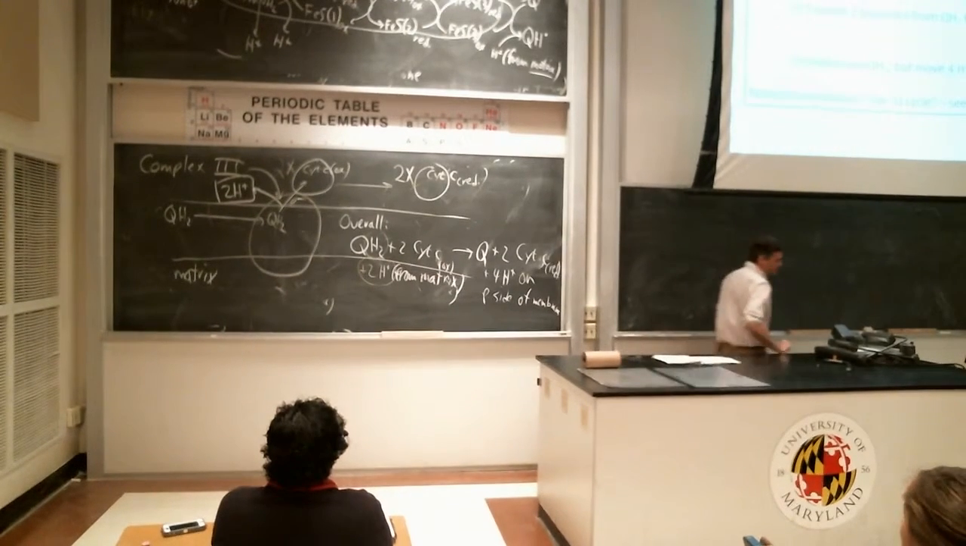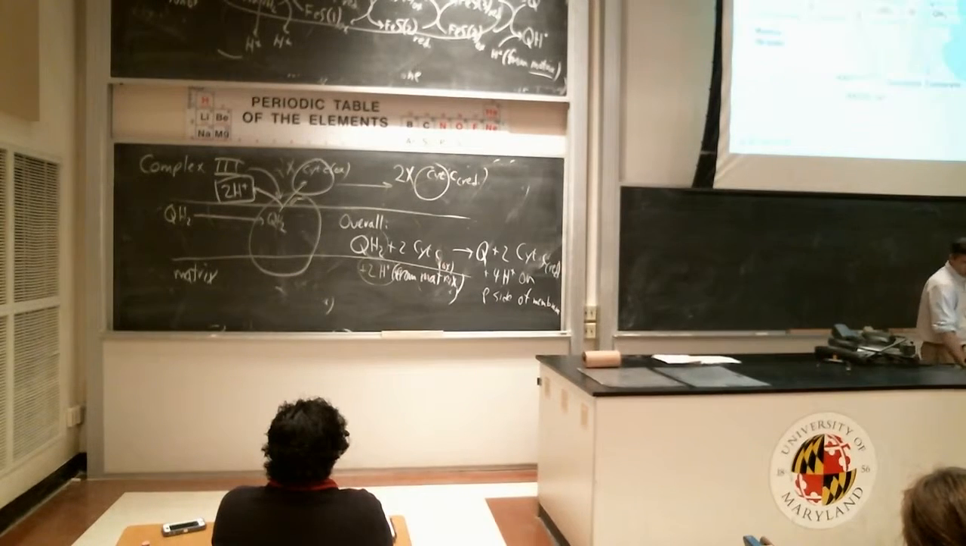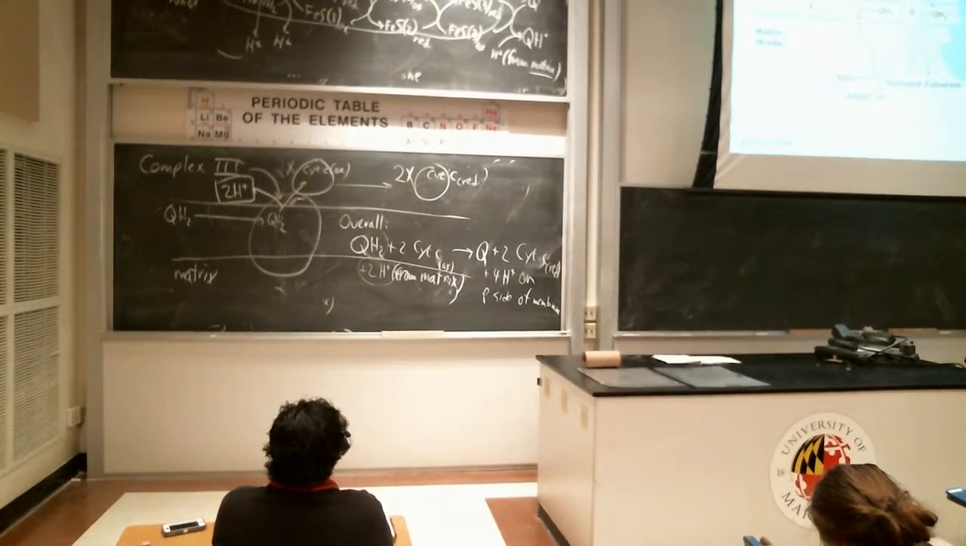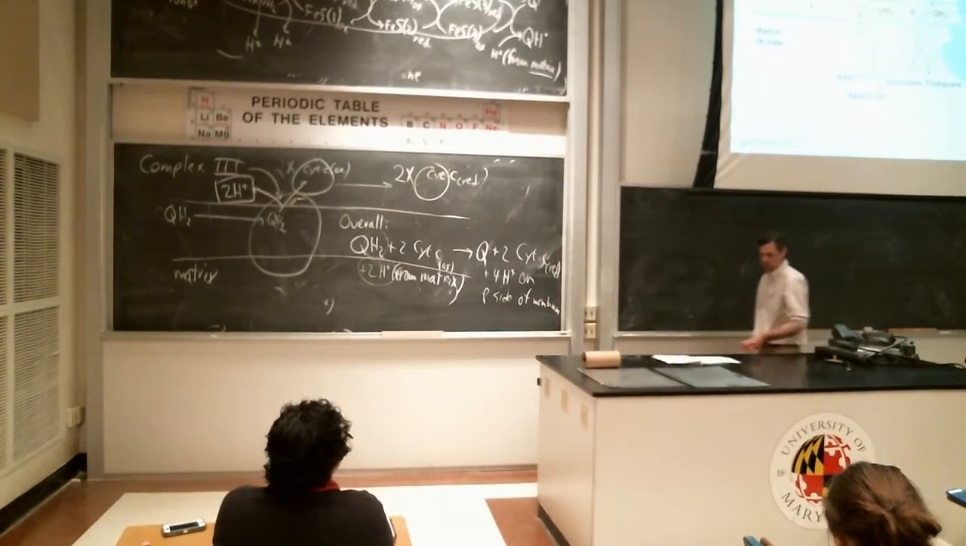Complex 4 I was going to say even less about, so I'm going to squeeze it in. It's important in the sense that it's where oxygen actually gets used. But the chemistry of it is complicated.